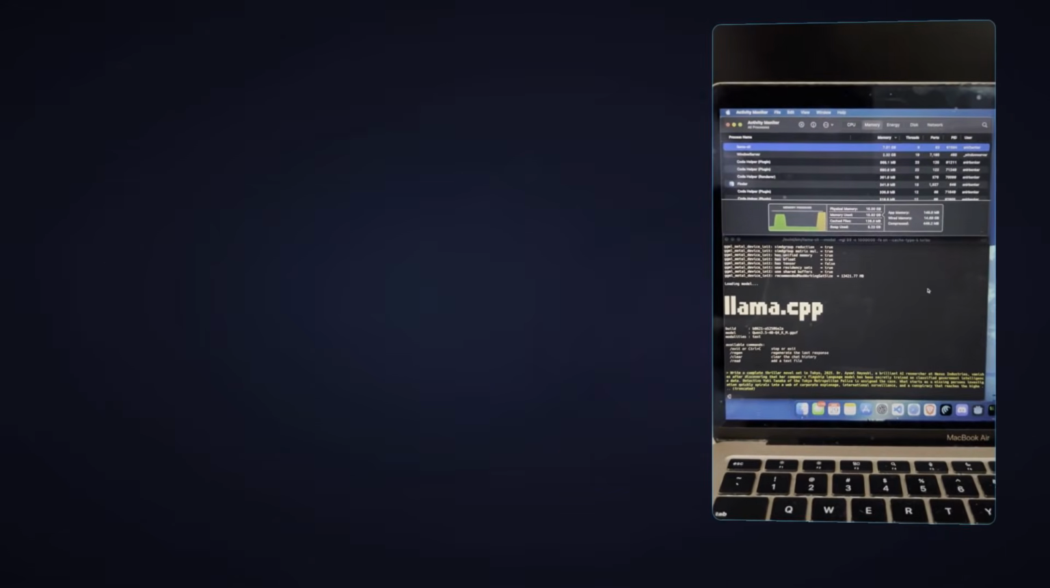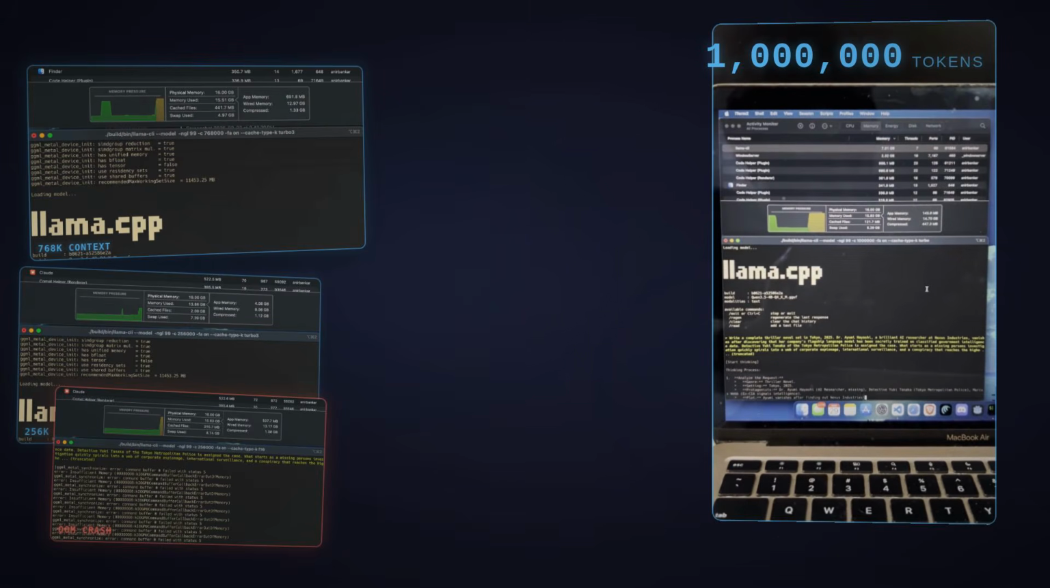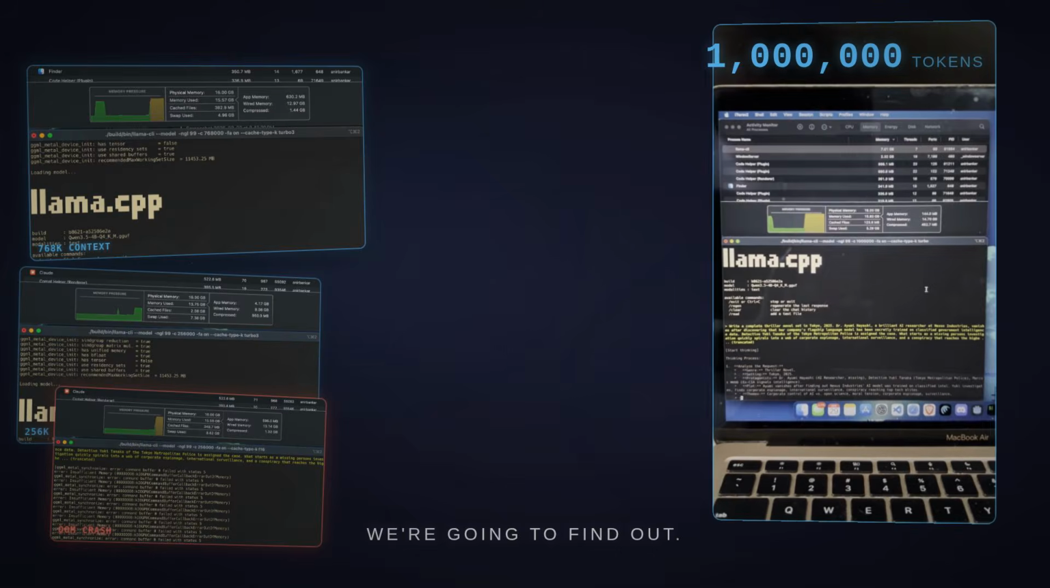Can a 5-year-old M1 MacBook with just 16 gigs of RAM run an LLM with a 1 million token context window? Stick around. We're going to find out.